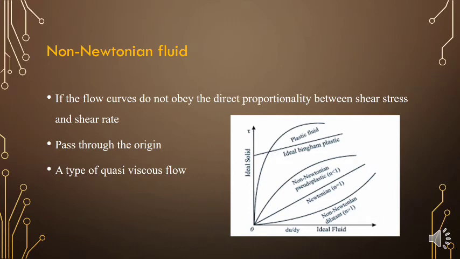If the flow curves do not obey the direct proportionality between shear stress and shear rate, then it will become non-Newtonian fluid, but it passes through the origin. It's a type of quasi-viscous flow. So if n is less than 1, then it is called non-Newtonian pseudoplastic. If n is greater than 1, then it is known as non-Newtonian dilatant.